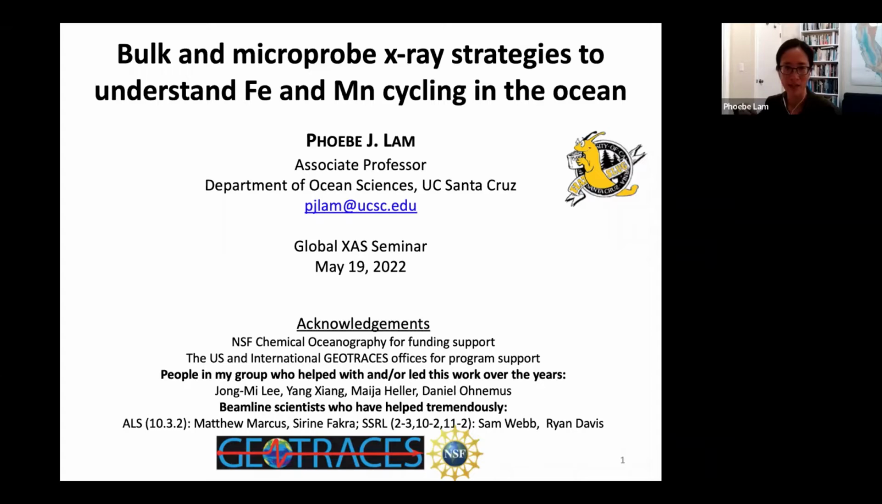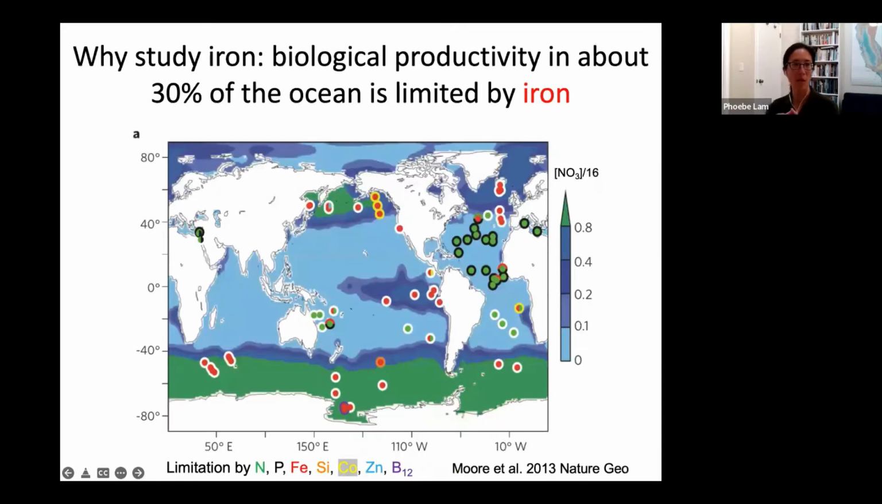and give you two case studies. For an iron one, which is actually quite old now, it's over 10 years old, but it sort of set the stage for how I think about understanding these kinds of things in the ocean. And then a much more recent one, which is manganese cycling in the ocean. Okay, so why study iron?